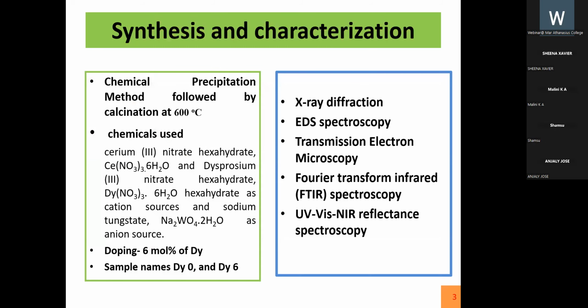Chemical precipitation method is used for the material synthesis, followed by calcination at 600 degrees Celsius. The chemicals used are cerium nitrate hexahydrate and dysprosium nitrate hexahydrate as the cation sources and sodium tungstate as the anion source. Here I have done 6 percent dysprosium, and the samples are named Dy0 and Dy6. The characterization studies used are X-ray diffraction, EDS spectroscopy, TEM, FTIR, and UV-Vis NIR reflectance spectroscopy.